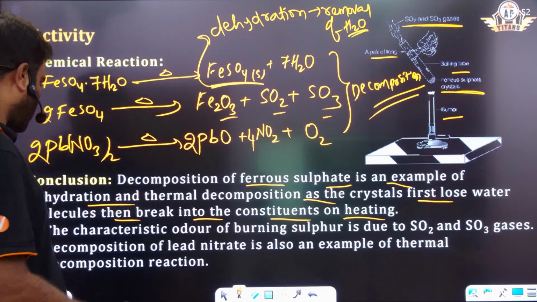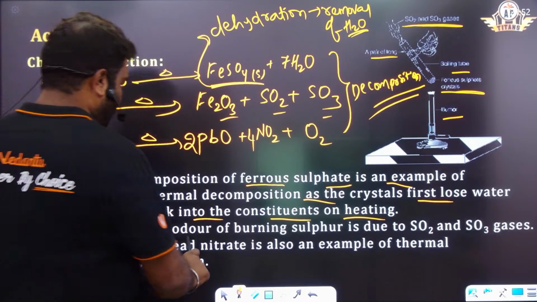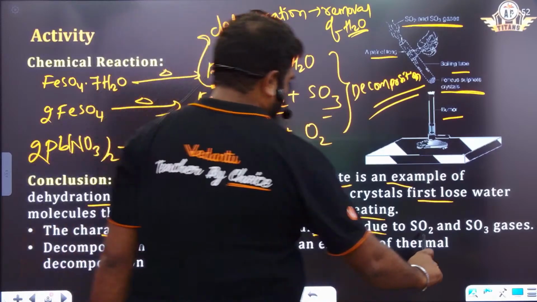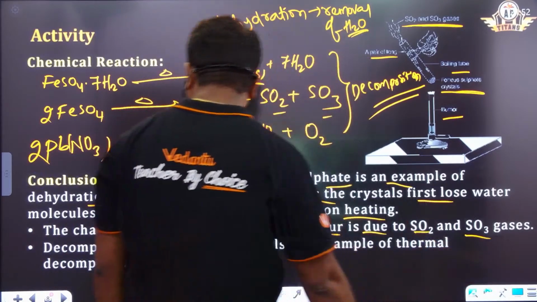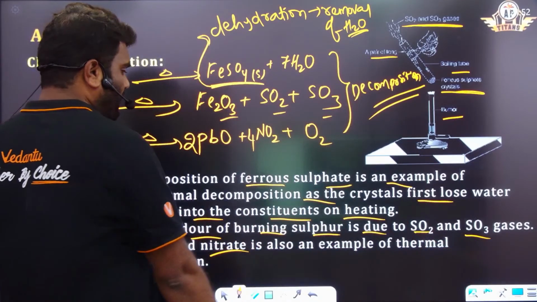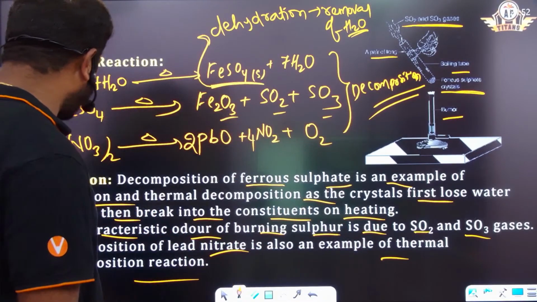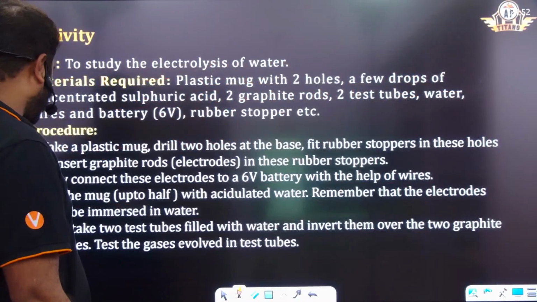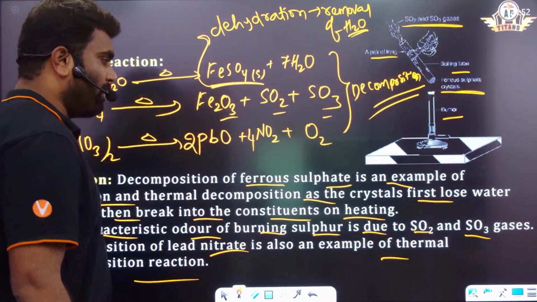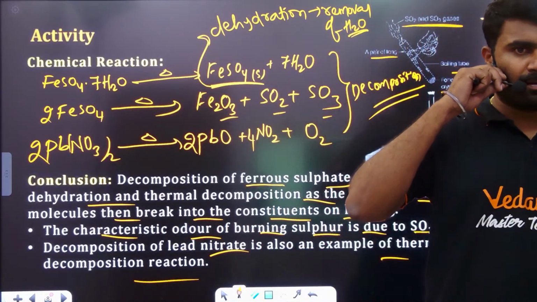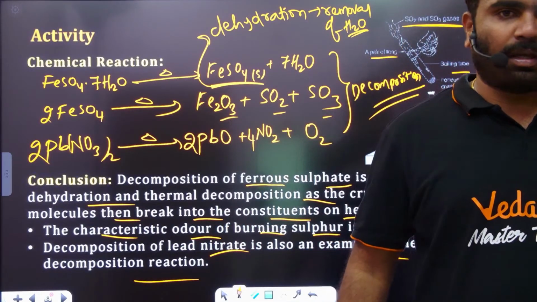Okay, so next, the characteristic odor of burning sulfur is due to sulfur dioxide and sulfur trioxide gases. Okay, decomposition of lead nitrate is also an example of what, beta? Thermal decomposition reaction. Decomposition of lead nitrate is also an example of what, beta? Thermal decomposition reaction. Okay, yeah, you can ask, beta, you can ask, no worries.